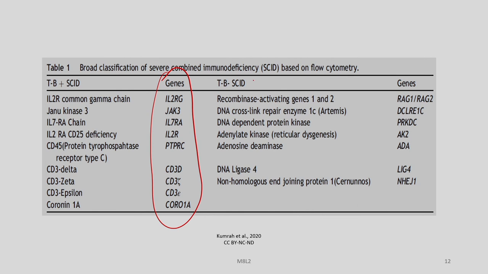And here we can see the T-minus B-minus SCID, B-minus SCID, and the respective genes which are involved. So IL2RG, the common gamma chain type, and Janus kinase 3 or JAK3, and then similarly we have CD3 epsilon, CD3 zeta, CD3 delta, and so on. Similarly, on the other side we have RAG1 and RAG2, recombinase activating genes 1 and 2, DNA crosslink repair enzyme 1C or Artemis, DNA-dependent protein kinase PRKDC, adenosine deaminase, ADA, and so on.